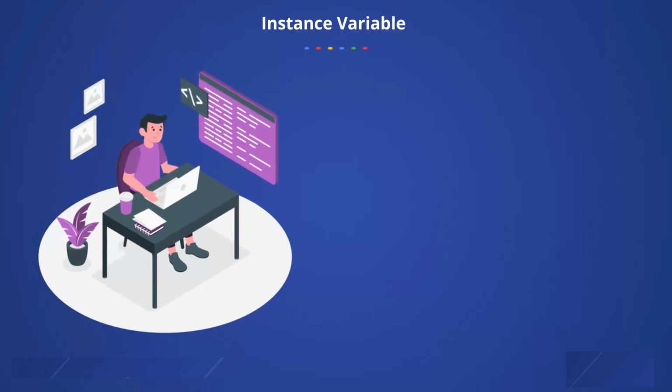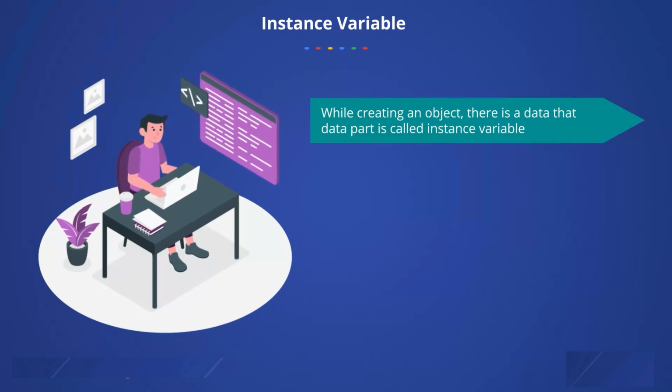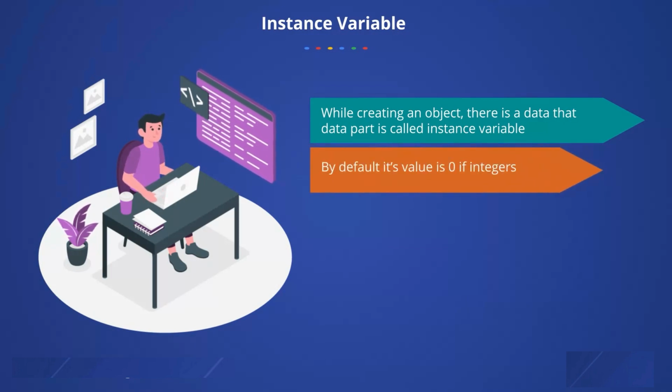Instance variables are something that, when you create an object, we are talking about the object as data, right? In that there will be some data. That data part is called the instance variables. So instance variables by default get initialized to 0 if they are integers.